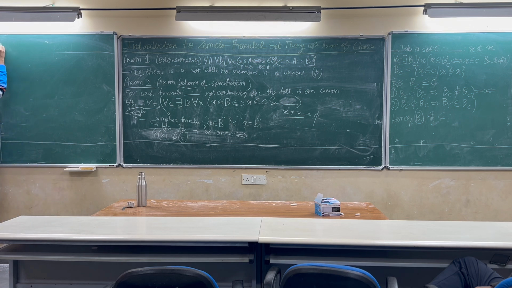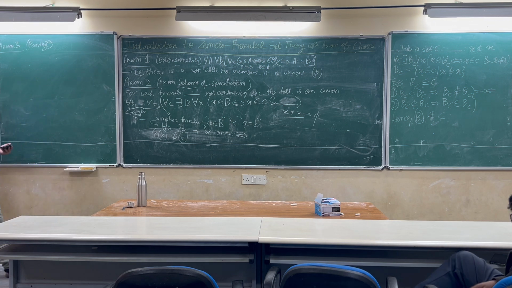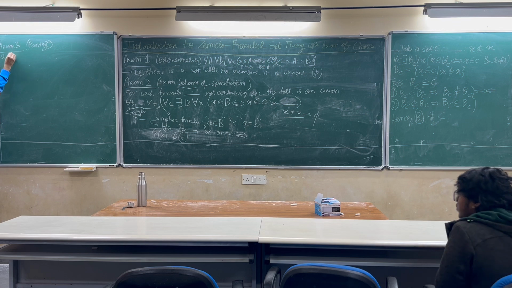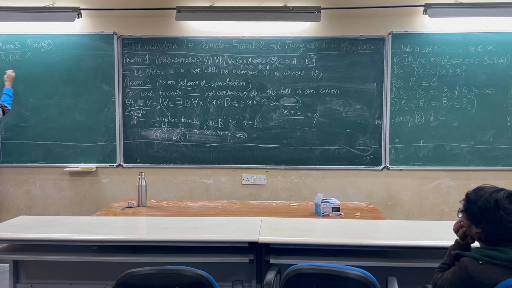Okay, then the next axiom is the axiom of pairing. This basically tells us that if we have two sets A and B, then there exists a set which contains A and B as its members. So if we have some sets A and B, then we have a set which contains both of them. That's what this axiom tells. So I'm just writing it in formal language.